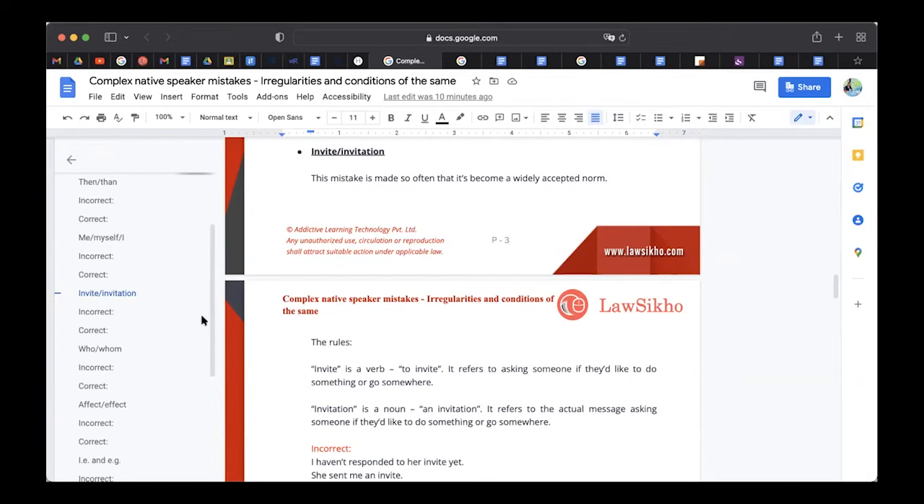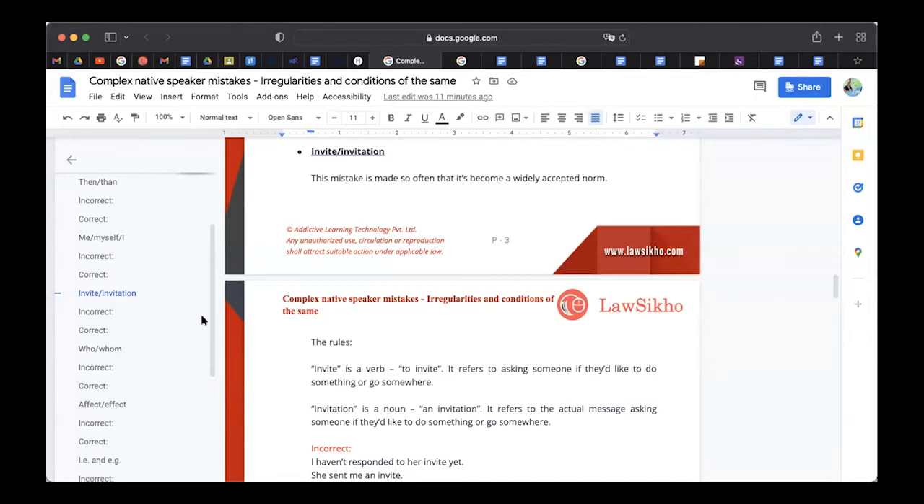We want to invite them and hence invitation. We want to invite them. Mahesh, common error again. A lot of people use "and hence" together. No need to do that. We want to invite them; hence, an invitation has been sent.